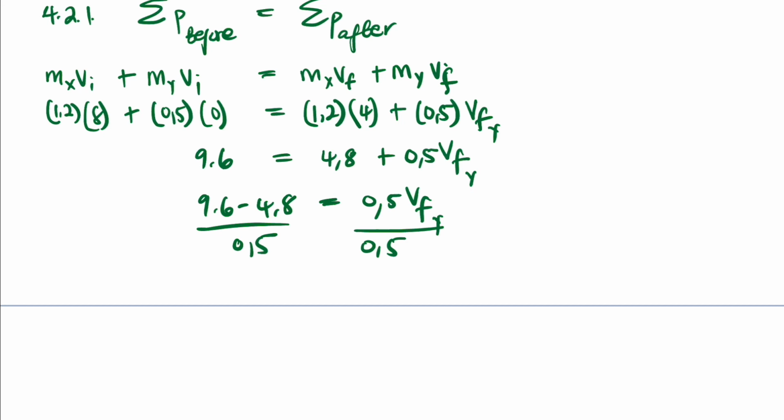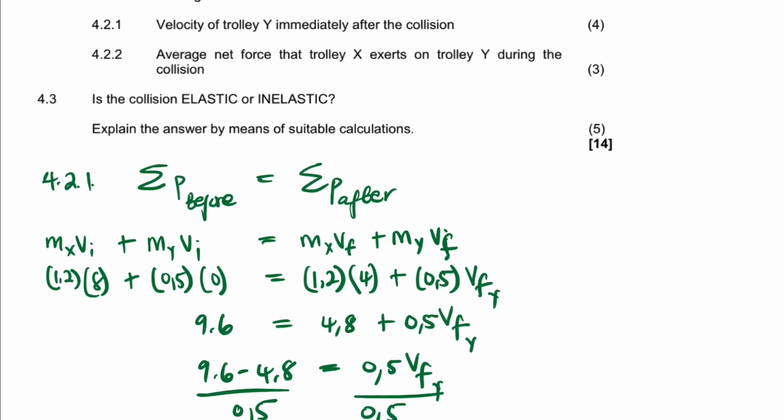If you say 9.6 minus 4.8, and then you divide by 0.5, and then your v final there, let me do it again: 9.6 minus 4.8, answer divide by 0.5, it's going to be 9.6 meters per second to the east. That's the velocity of trolley Y, final velocity after collision.